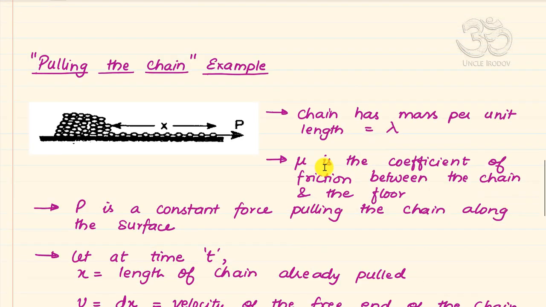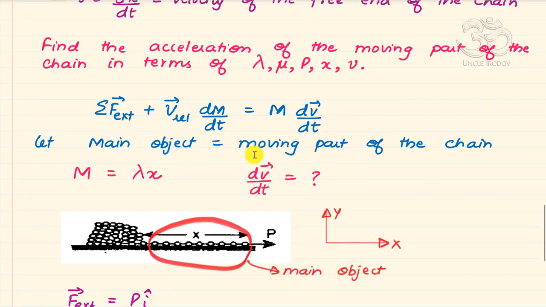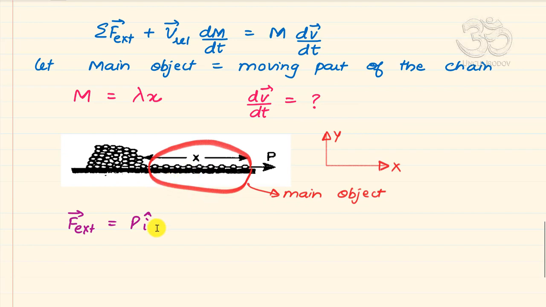Now in this case they have only given you mu, but if they had given you mu s and mu k, then you will have to choose mu k, because on moving objects there is always kinetic friction. So mu k times, in fact here it's only mu, so mu times the total normal reaction on this part. How much is the normal reaction on this part? Its weight. So lambda times x is its mass, times g is its weight, and so this is the total frictional force, but that frictional force is in the backward direction, so negative i.